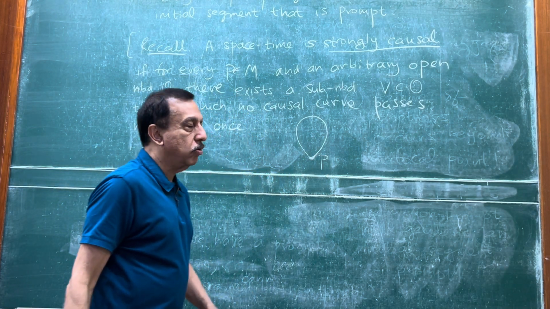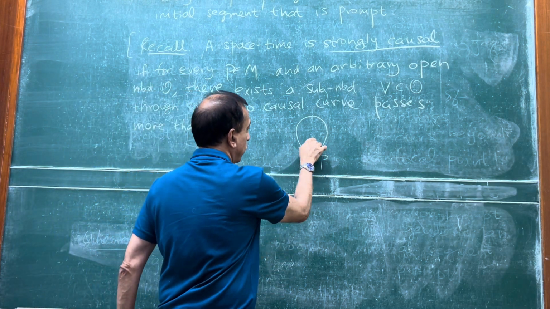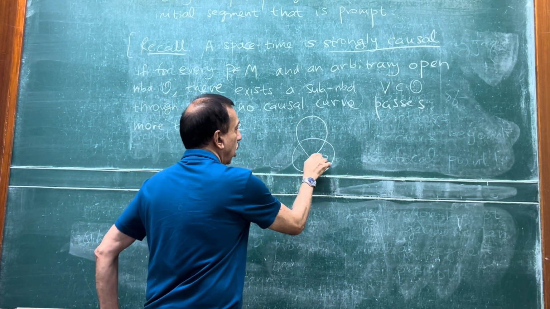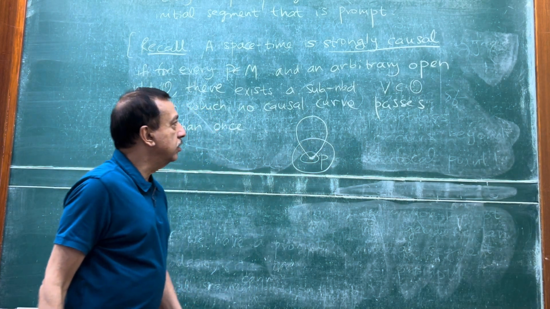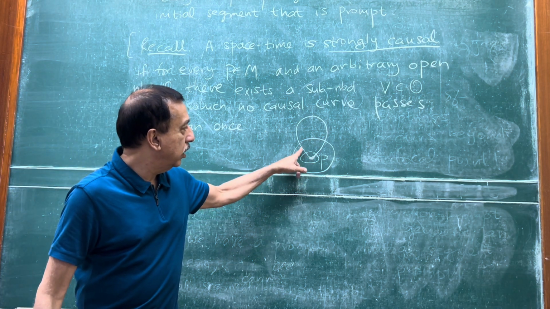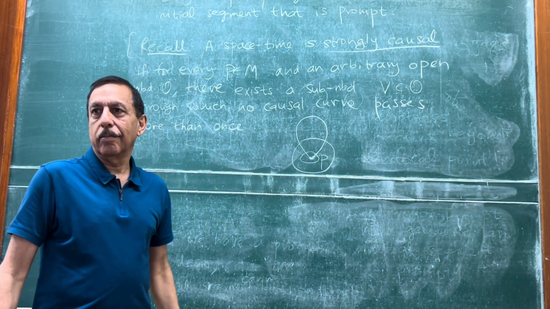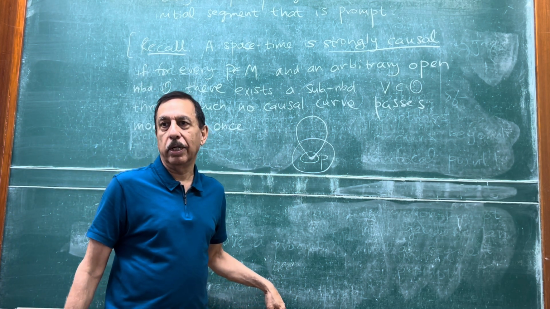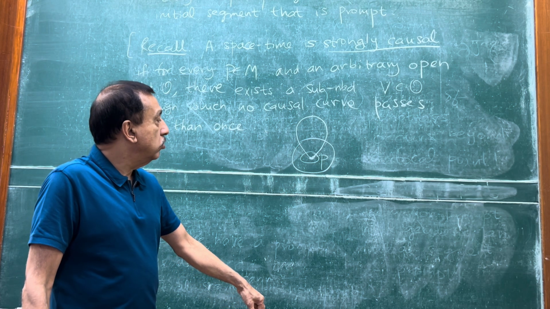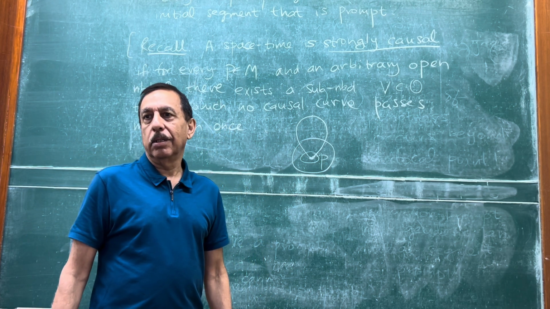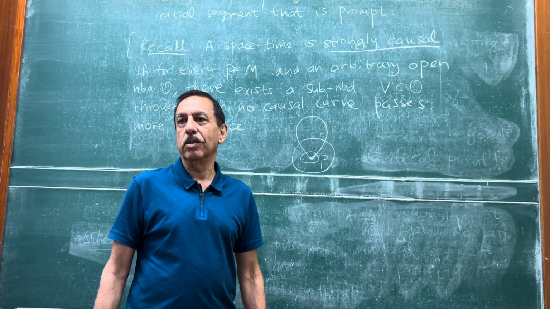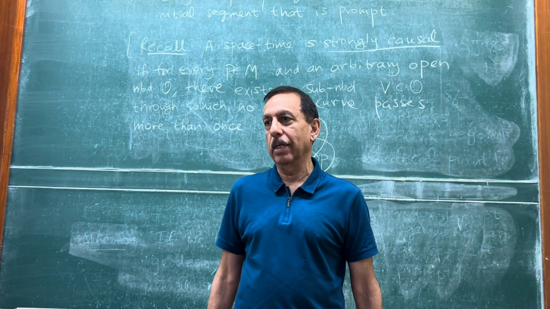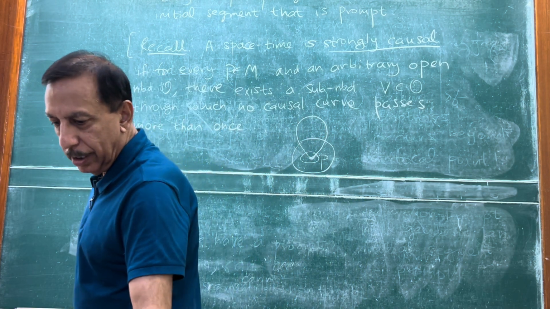Now you can see this is not strongly causal, because take a neighborhood of P like this, O. Now I should find a smaller neighborhood where no causal curve passes through more than once, but in this neighborhood it has passed through twice. So this is a kind of prototype of what is not strongly causal. It allows for nearly closed time-like curves when it's not strongly causal. So if it is strongly causal, we forbid nearly closed time-like curves. Okay.